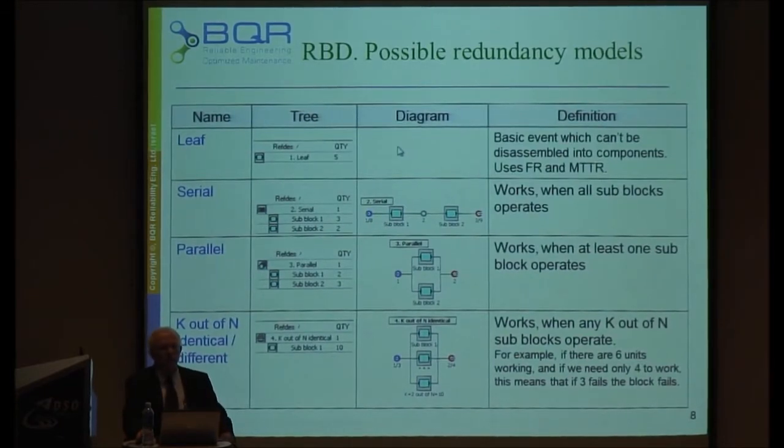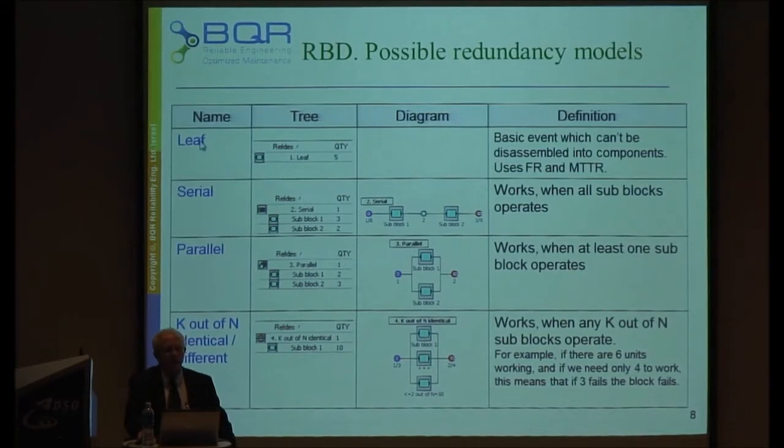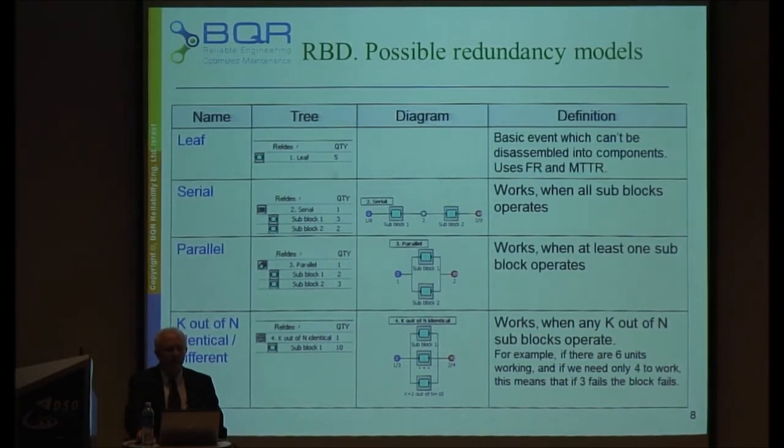Now I will go on to describe the models. So a blue one in the model, like this, is a leaf. It means that you cannot divide it into lower levels. It's the lowest level. This is a leaf or a component or assembly that you have not divided into lower level components. So this is a basic event which cannot be disassembled into components. It uses the failure rate and the MTTR for that. A serial model, 2 elements in serial. If one fails, the system fails.